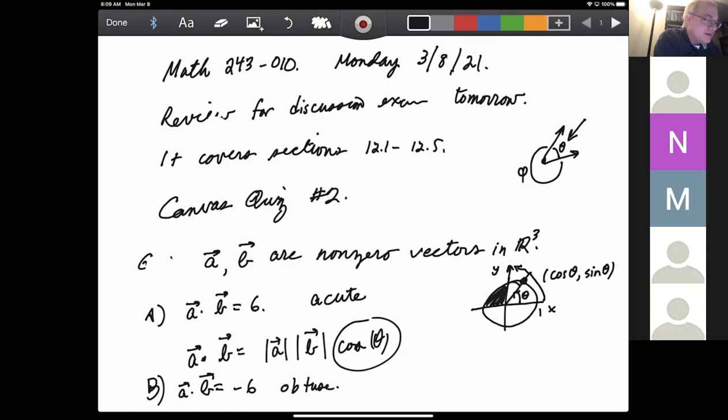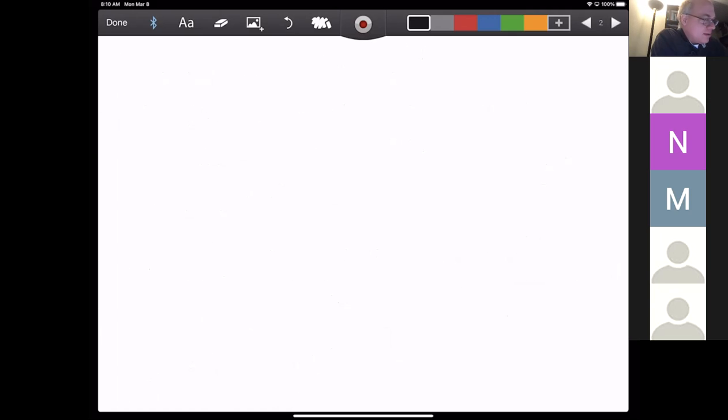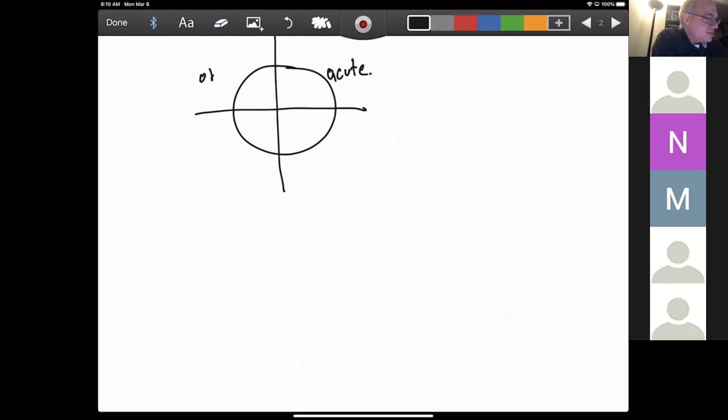When would it be a right angle then? Okay, well, do you have what you need from this page? I'm good. You good? All right, well. So we're acute over here, we're obtuse over here. 90° is right in the middle.